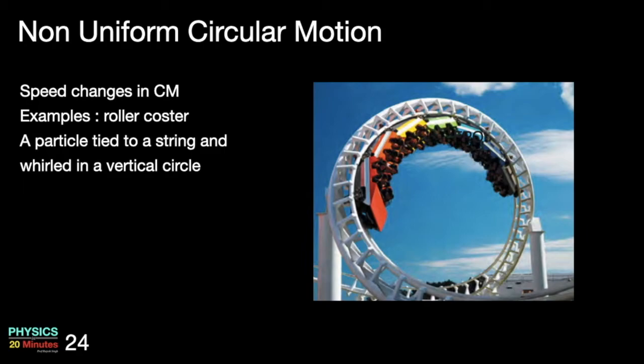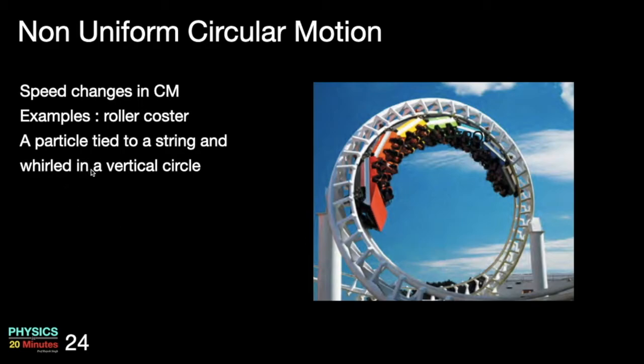What is non-uniform circular motion? In non-uniform circular motion, speed changes continuously. An example is a roller coaster ride. As the roller coaster moves upward in the circle, the speed decreases, while as it moves downward, the speed goes on increasing.